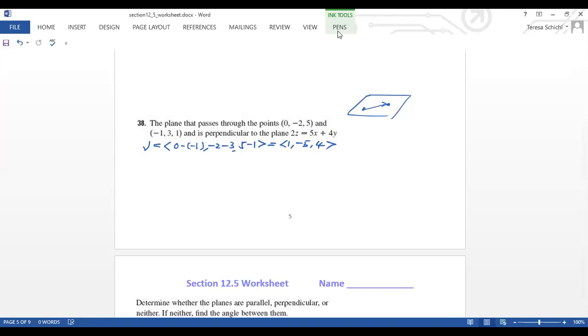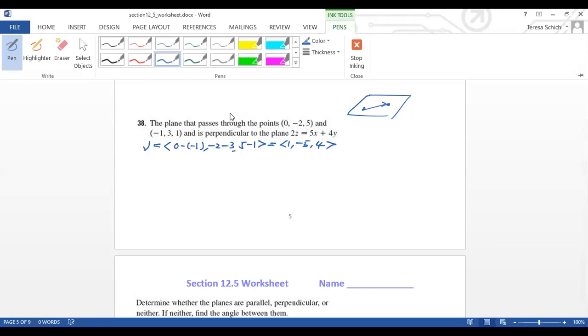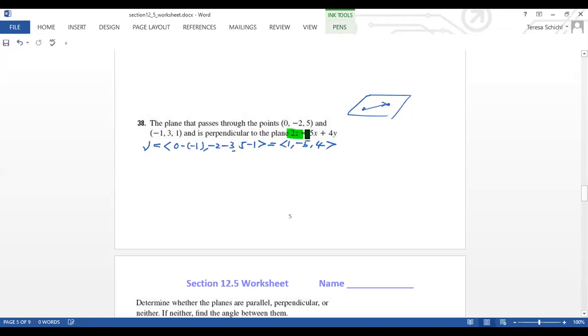And then they say this plane has to be perpendicular to this plane here. So for the perpendicularity to this plane, let's take a look at this one here. This is 5x plus 4y minus 2z equal to 0.